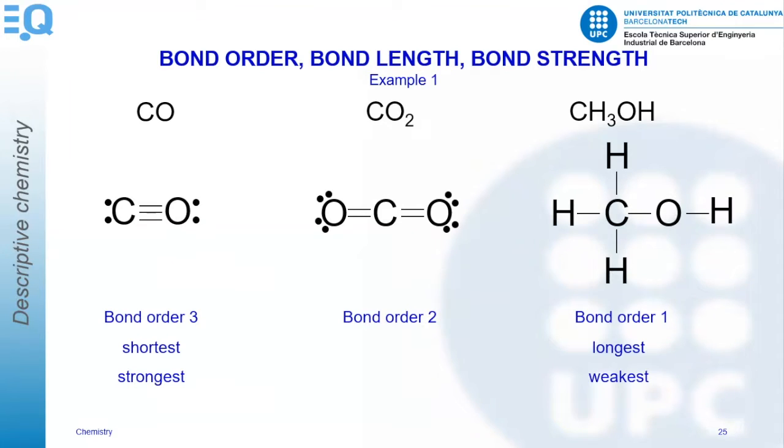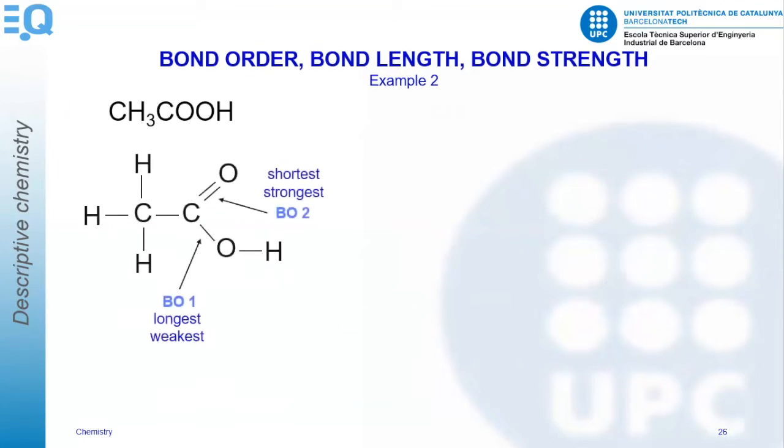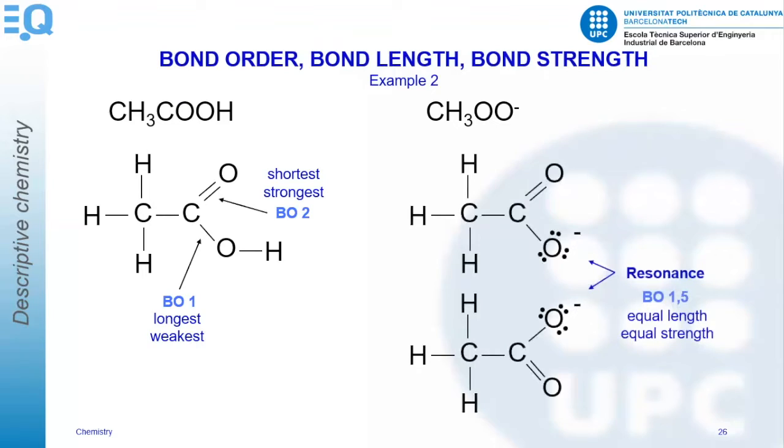Let's have a look at this second example. We have acetic acid and acetate. For acetic acid, if we have a look at the simple bond between the carbon and the oxygen, as we've mentioned before, because it's a simple bond, it will be the longest and weakest. Because in this molecule we don't have a triple bond, the double bond between the oxygen and the carbon would be the shortest and strongest, right? As for the acetate, if we have a resonance, they have the same length and the same strength.